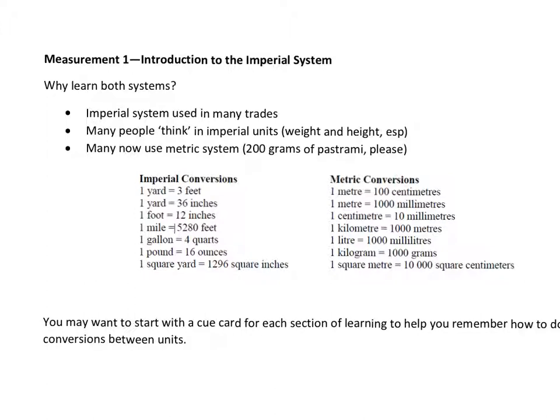Many of us think in imperial terms. So if you think about your weight or your height, you're probably thinking about pounds and feet and inches rather than kilograms and centimeters. However, many stores and most official measurements are done using the metric system. So when we order sliced meat and so forth, it's usually in grams that we're ordering it.